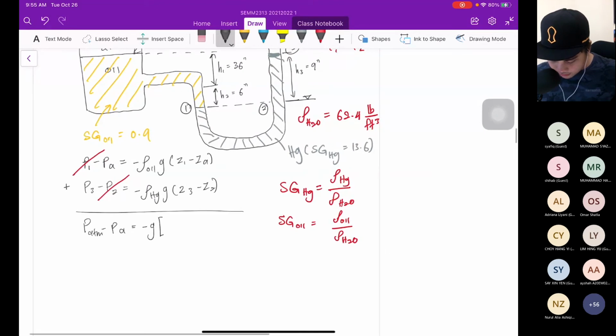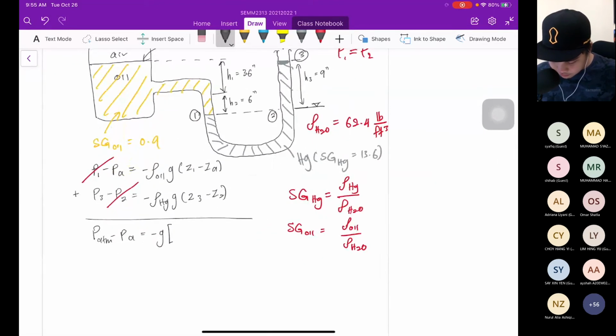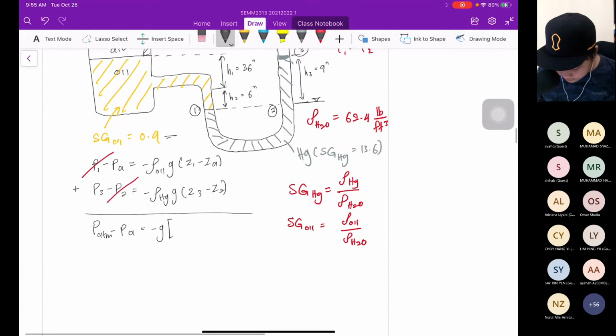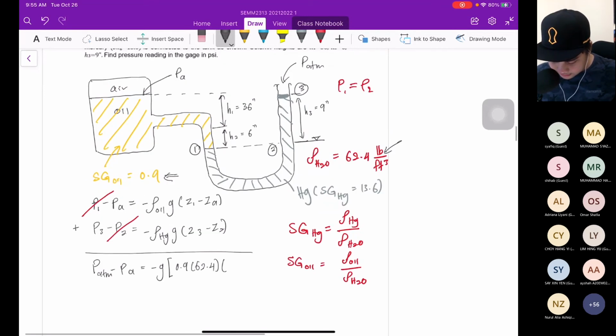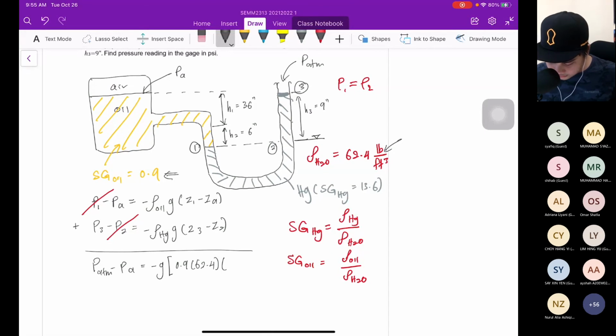So what is the density of oil? Specific gravity of oil is given as 0.9. So 0.9 multiplied by density of water, which is 62.4, multiplied by Z1 minus ZA. What is the value of Z1? 0, right? Z1 refers to the reference line. So 0. Okay, 0 minus ZA.